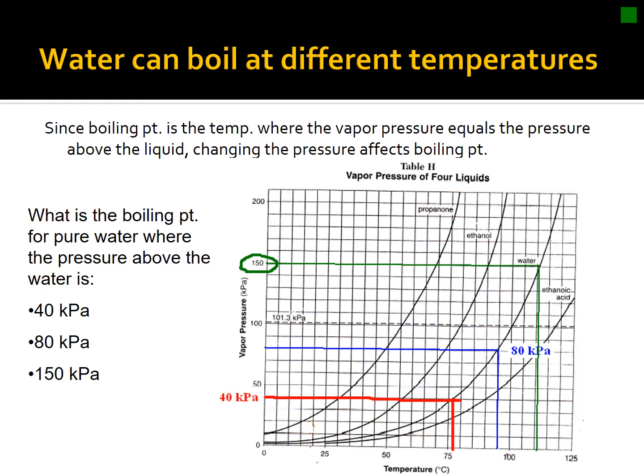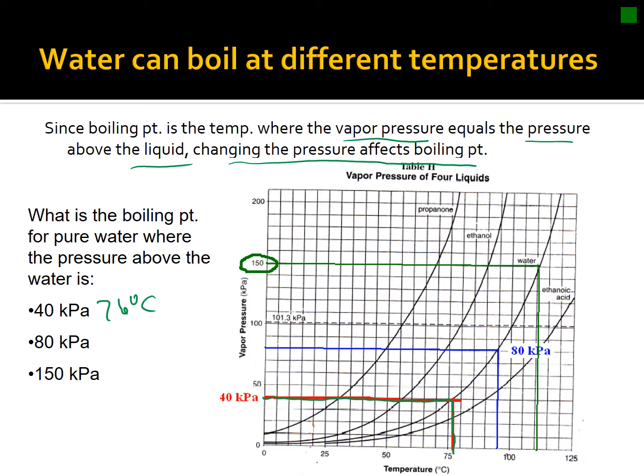So since boiling point is the temperature where the vapor pressure equals the pressure of the above liquid, or atmospheric pressure, changing that pressure affects your boiling point. So what is the boiling point for pure water if the pressure is at 40 kPa? So we find 40, go over, go down, and you're talking probably about 76 or 77 degrees Celsius.